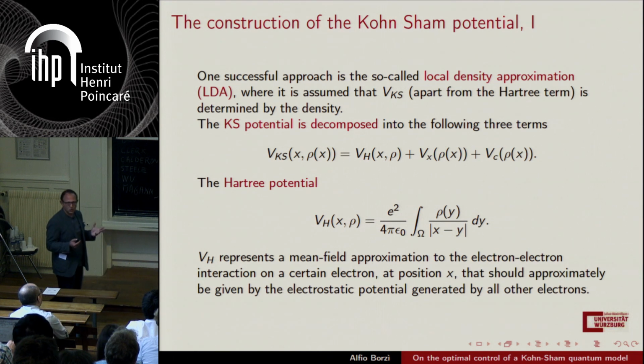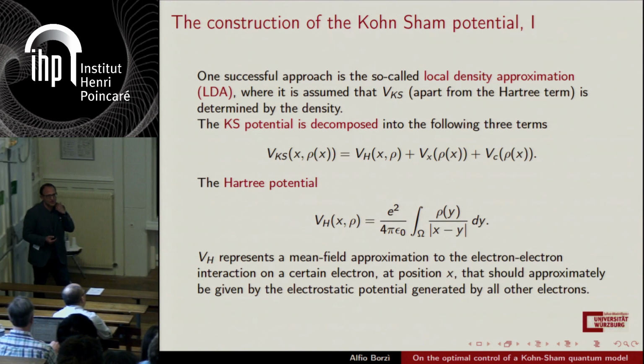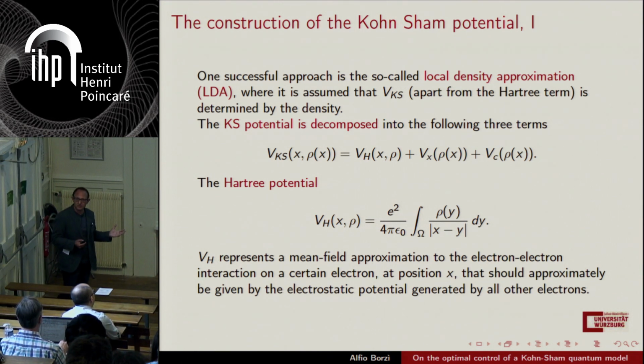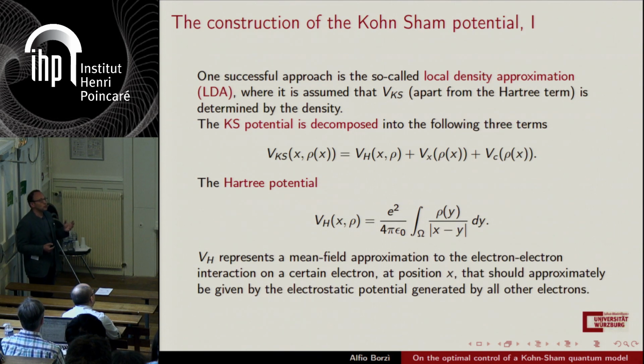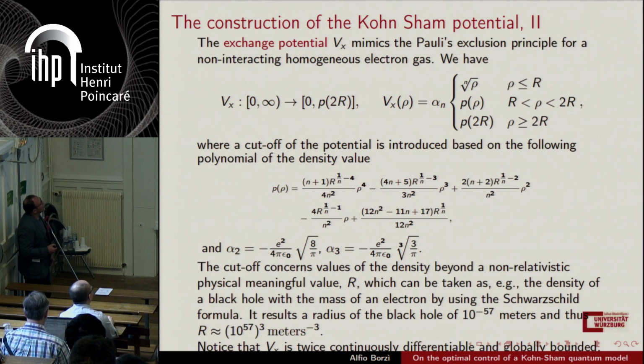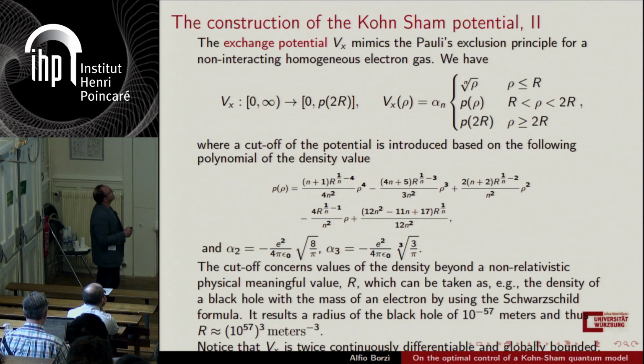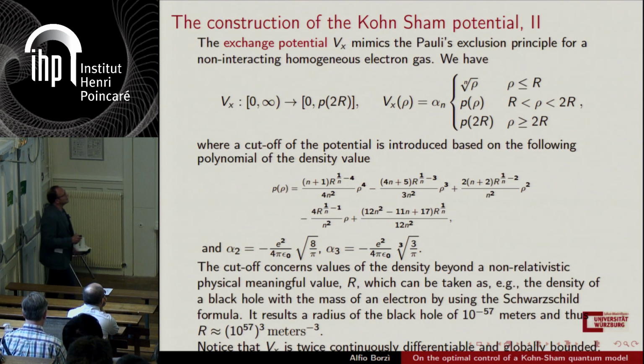If you look at the literature about density functional theory, there are many, many works that try to refine the construction, especially of this last part, this correction, which is not known analytically. Anyway, let me say how we do this. The first, the Hartree potential, is clear. The exchange potential, which has to encode the Pauli exclusion principle, is a functional that is already known.